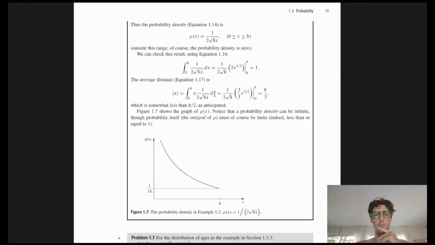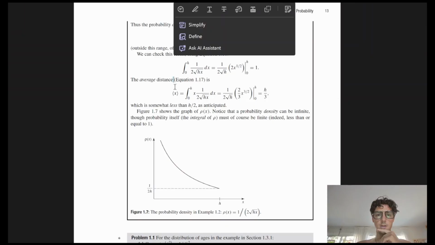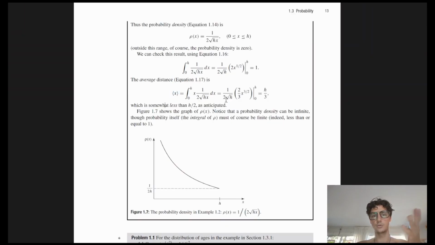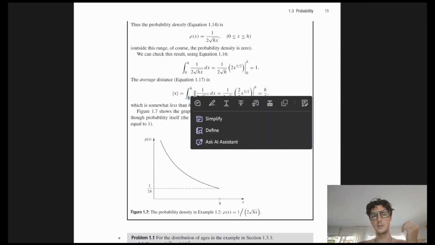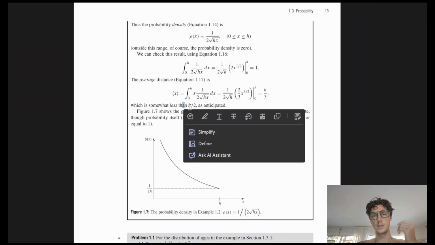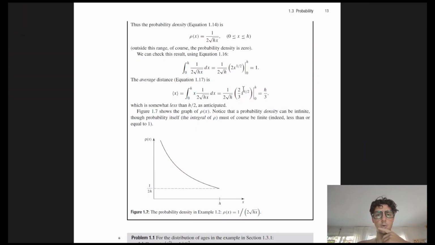So first we found the probability distribution. Here it is. Now we're finding the average of x, which is what the question is asking us. Here is the probability distribution. Here is x. This is just an integral, and it looks like a pretty simple one. It's a polynomial.